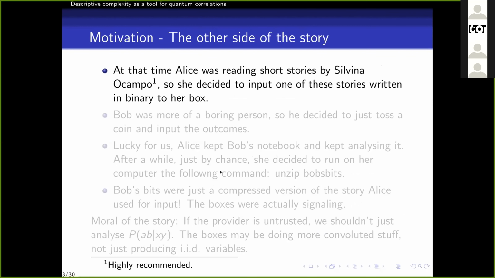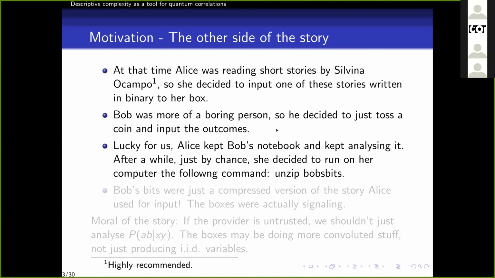But there are some details we are missing. So what's the other side of this story? Let's imagine that at the time Alice was playing with the box, she was reading some short stories by Silvina Ocampo, who is a great writer. So instead of using random bits for her inputs, she decided to input one of these stories written in binary to her box. Bob was more of a boring person, so he just tossed a coin to decide his inputs.